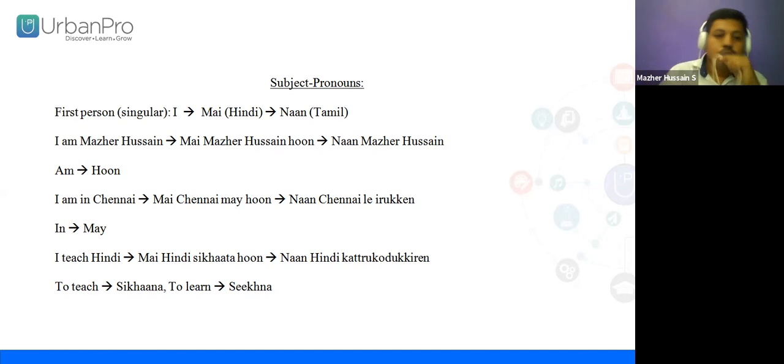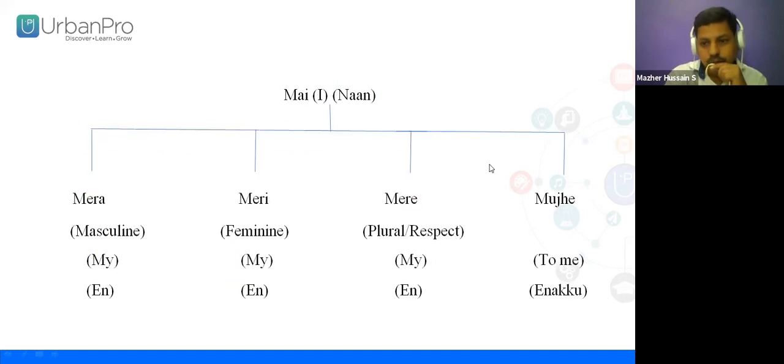These are some of the sentences that I can say using main. As I mentioned before, main means I. In Tamil it is naan. I hope you understood the first person singular. So now I am going to go to the next slide.